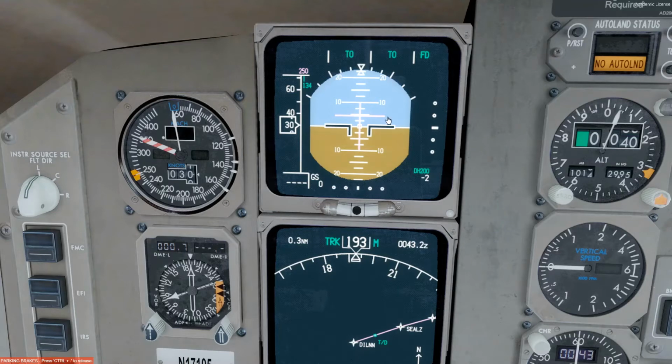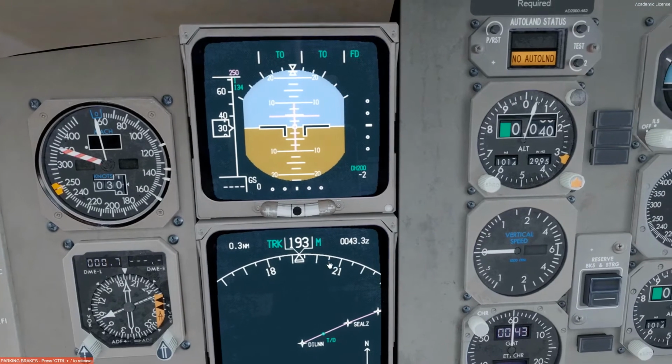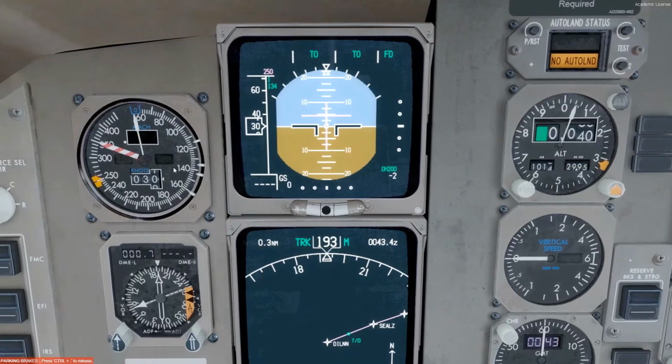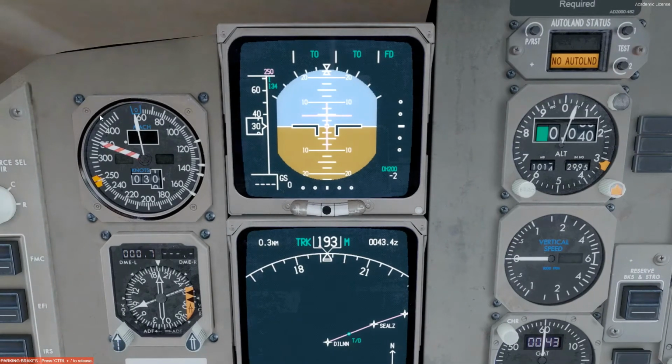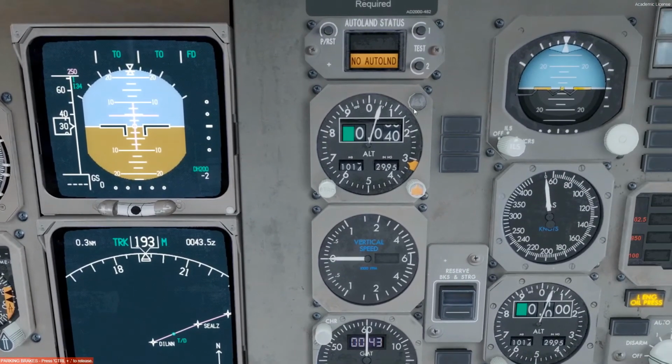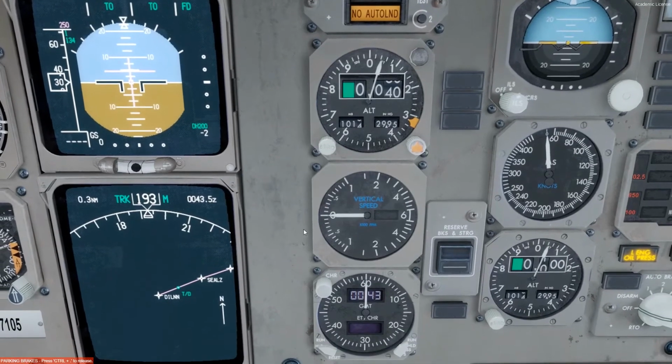The flight director bars, they show the pilots where they need to point the nose in order to keep the aircraft on the flight path as programmed into the FMC. This here is the speed tape, which displays the speed of the aircraft relative to the surrounding air. This is the analog gauge used to display our airspeed. This is the altimeter over here, displays the altitude of the aircraft, the vertical speed indicator.